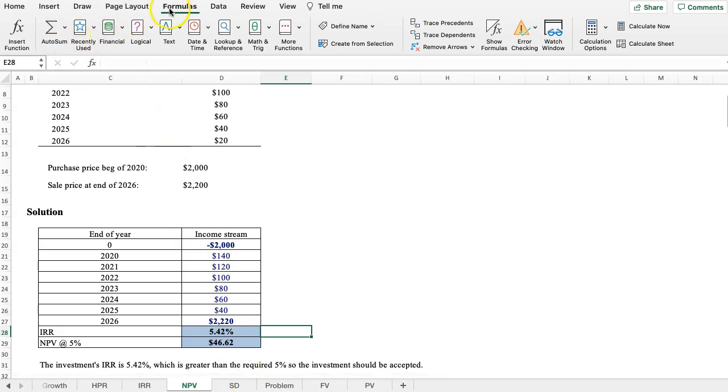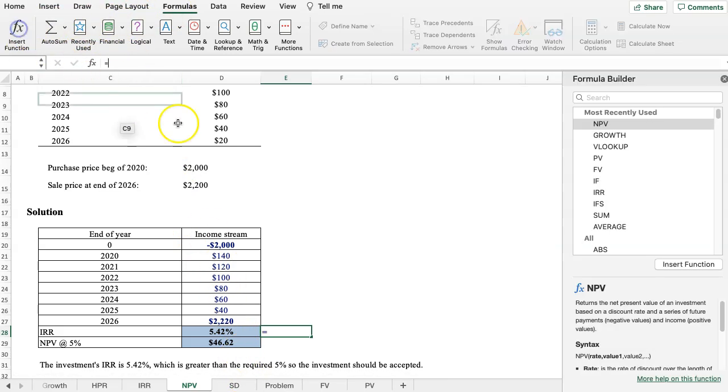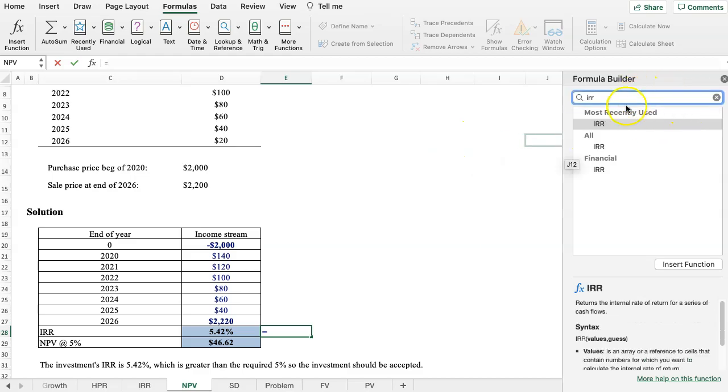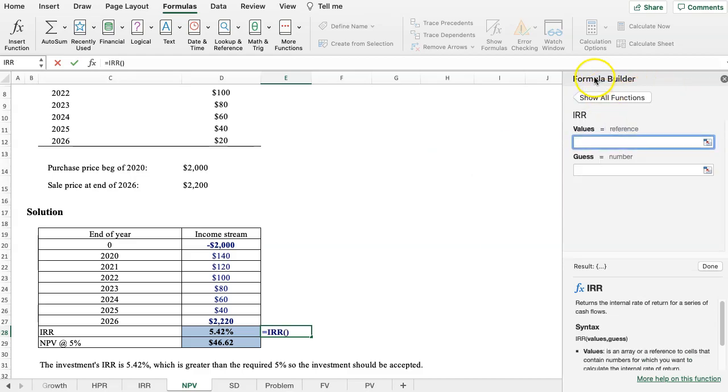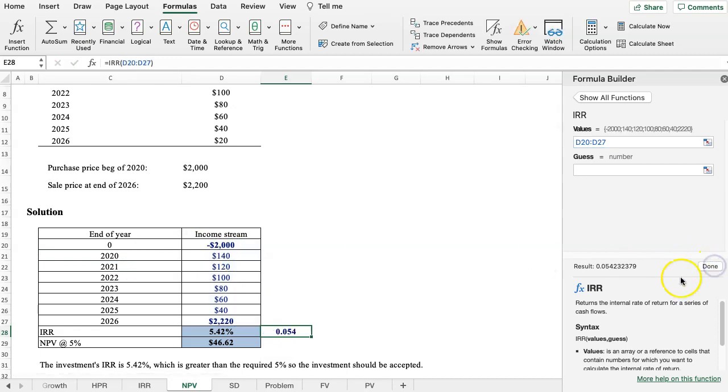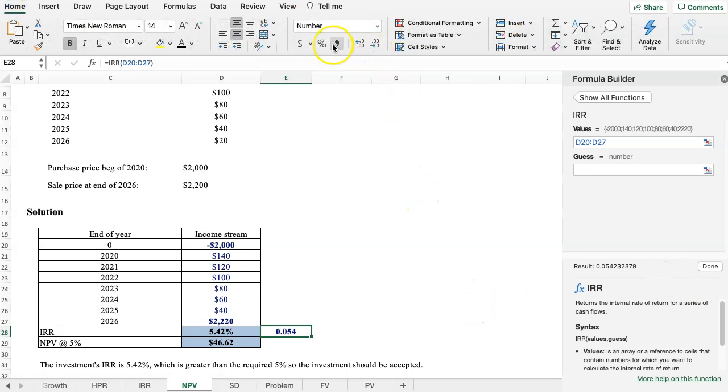Let me show you an alternative way to calculate it if you don't know the functions that well. You can go under formulas, insert function, and type in internal rate of return. Double click on that, and you'll get this formula builder. In this formula builder, where it says values, you just have to highlight the values, then click done. And then we'll put this in a percent. Move it to decimals so we get the same exact number.